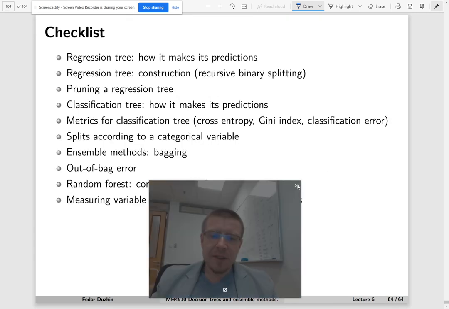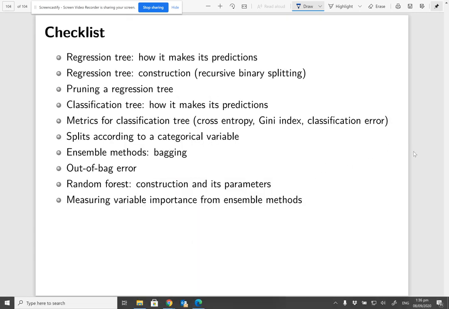Okay, and finally, this is the checklist of all the concepts. So regression tree, pruning a regression tree, metrics for classification tree, and so on. And finally, random forest. So this is the end of this lecture.